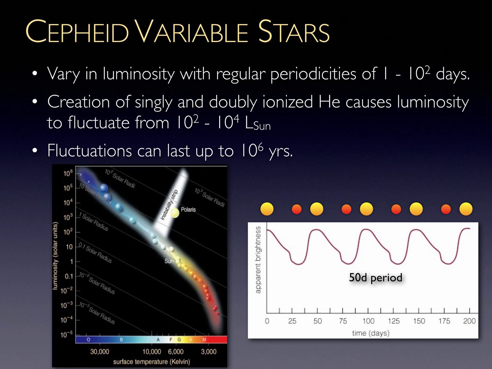The result is that the star periodically brightens and dims with periods that range from 1 day to over 100 days. This particular star in the Large Magellanic Cloud has a period of 50 days. These fluctuations can last 1,000,000 years or so.